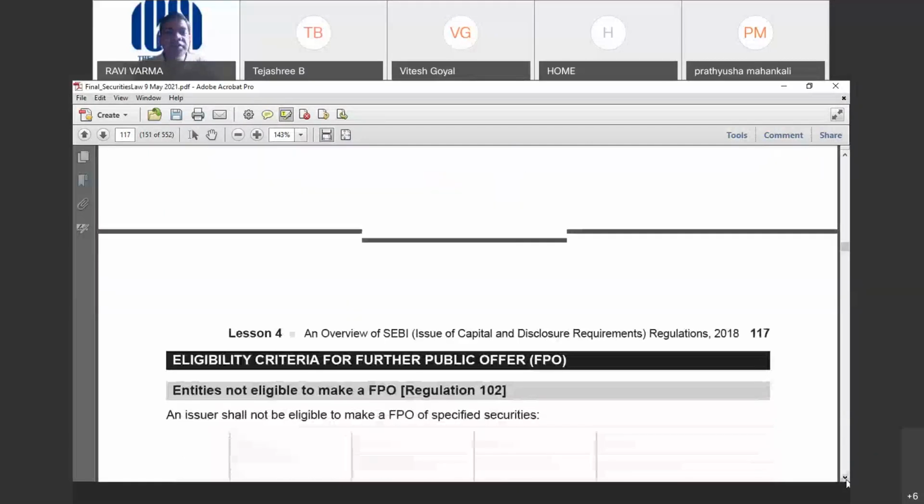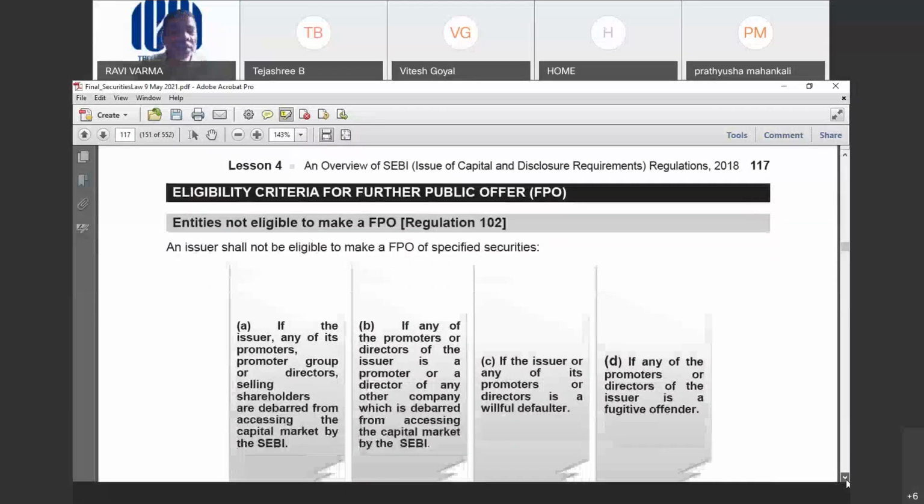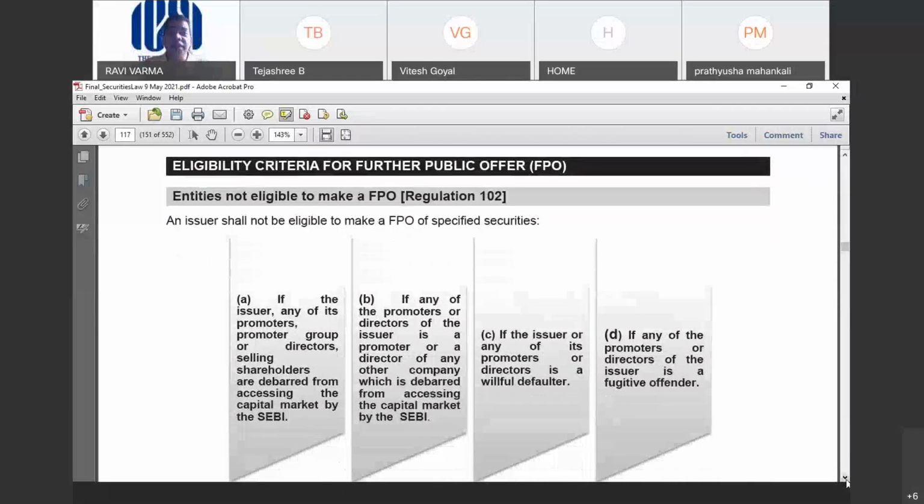107, where there is an eligibility criteria for the FPO. Now under the FPO, there is nothing new. Since I have taken you through the IPO so easily, now FPO you will find so easy. See, all these conditions are same. Barred, willful defaulter, fugitive offender, all are same. So for FPO also the conditions are same.